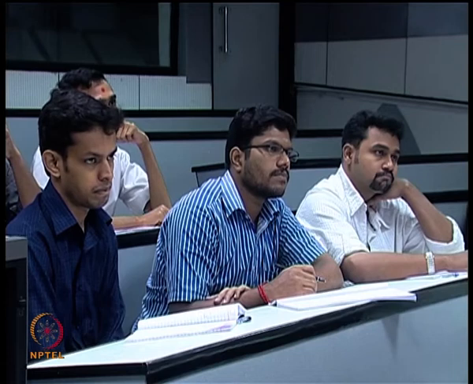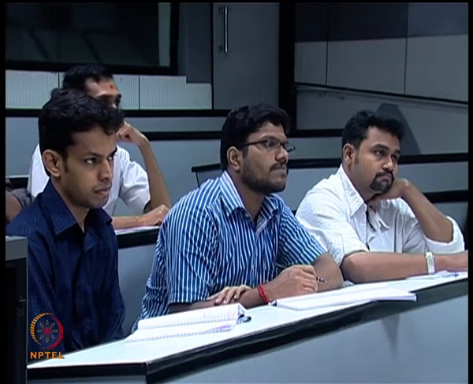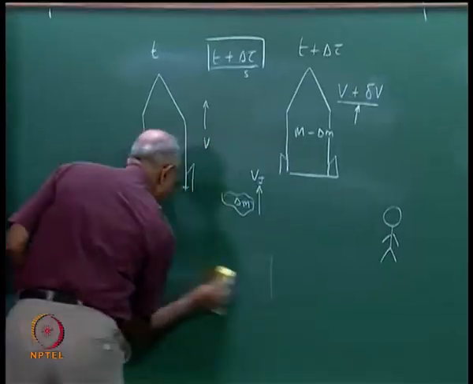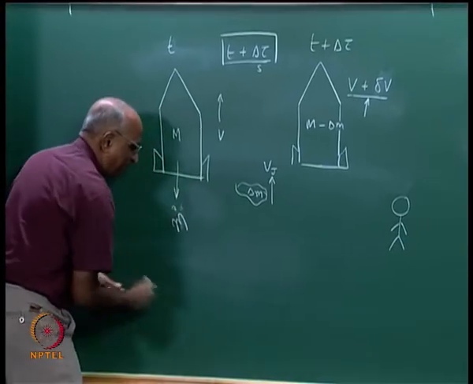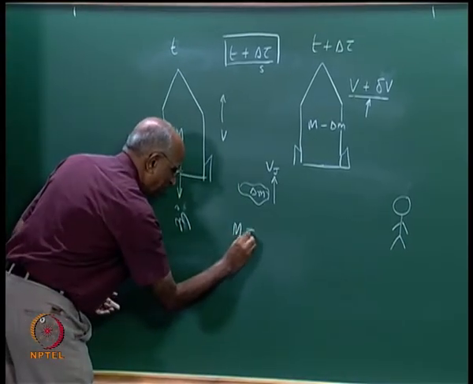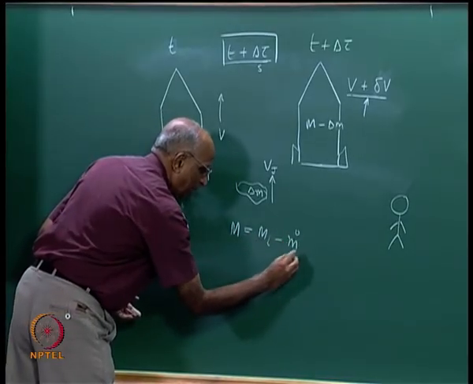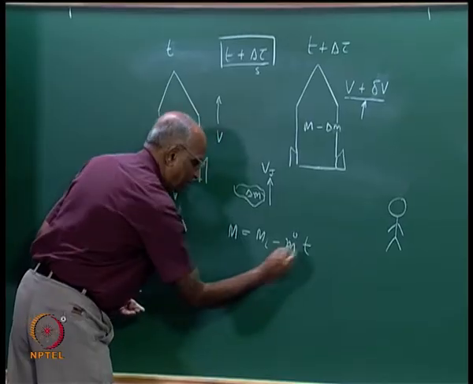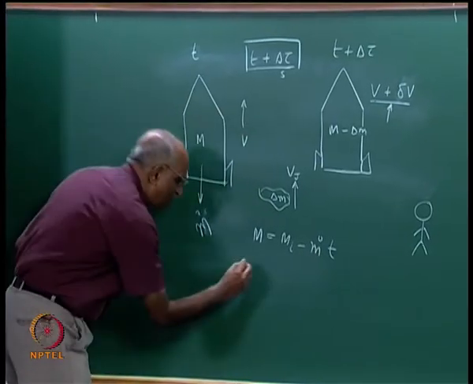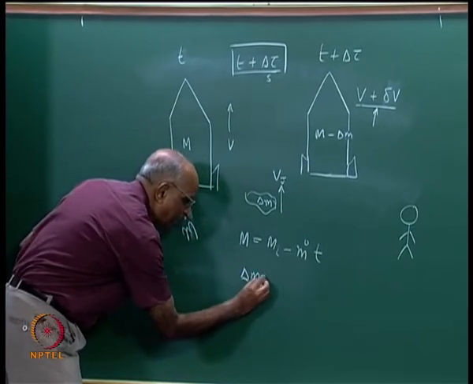I think this is important, you know. Let me put that on this equation. I do not want to rub this out. Let me again put this here. I think this is important, is equal to mi minus m dot into time t. Therefore, what is the value of delta m?